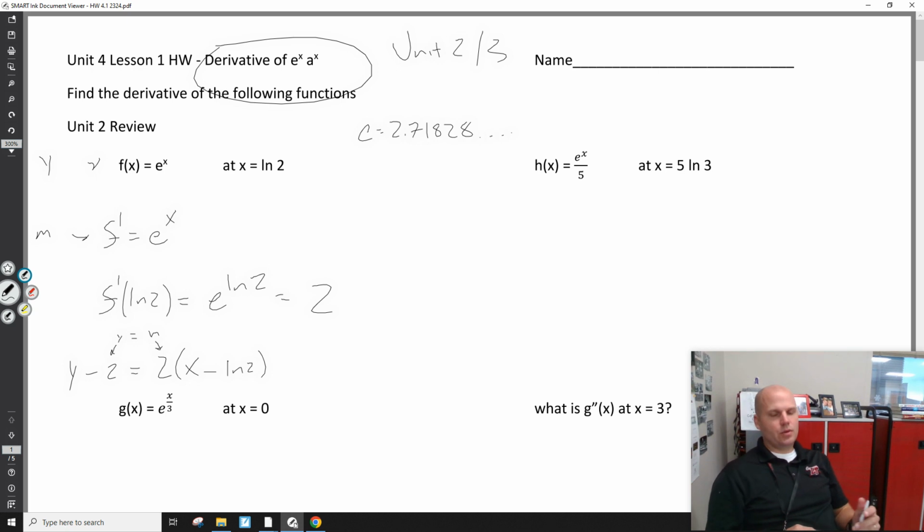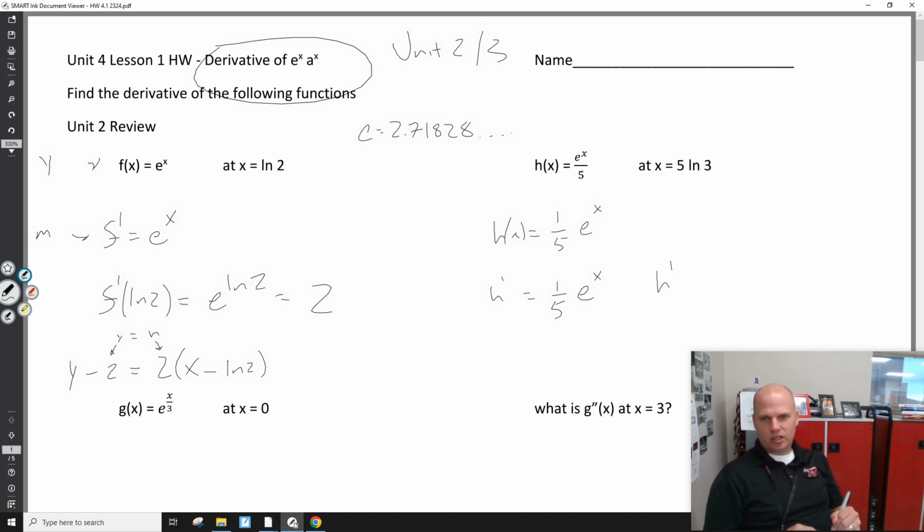I'll throw these at you. It's very important. A lot of students have difficulties with these. Don't have difficulties with these. You don't use the quotient rule here. It's not x's divided by x's. This can be rewritten as 1/5 e to the x. It's just a constant. If you're taking the derivative, just leave the constant alone. Multiply by the derivative of e to the x. That's e to the x. Okay? So that is the slope generator of this.